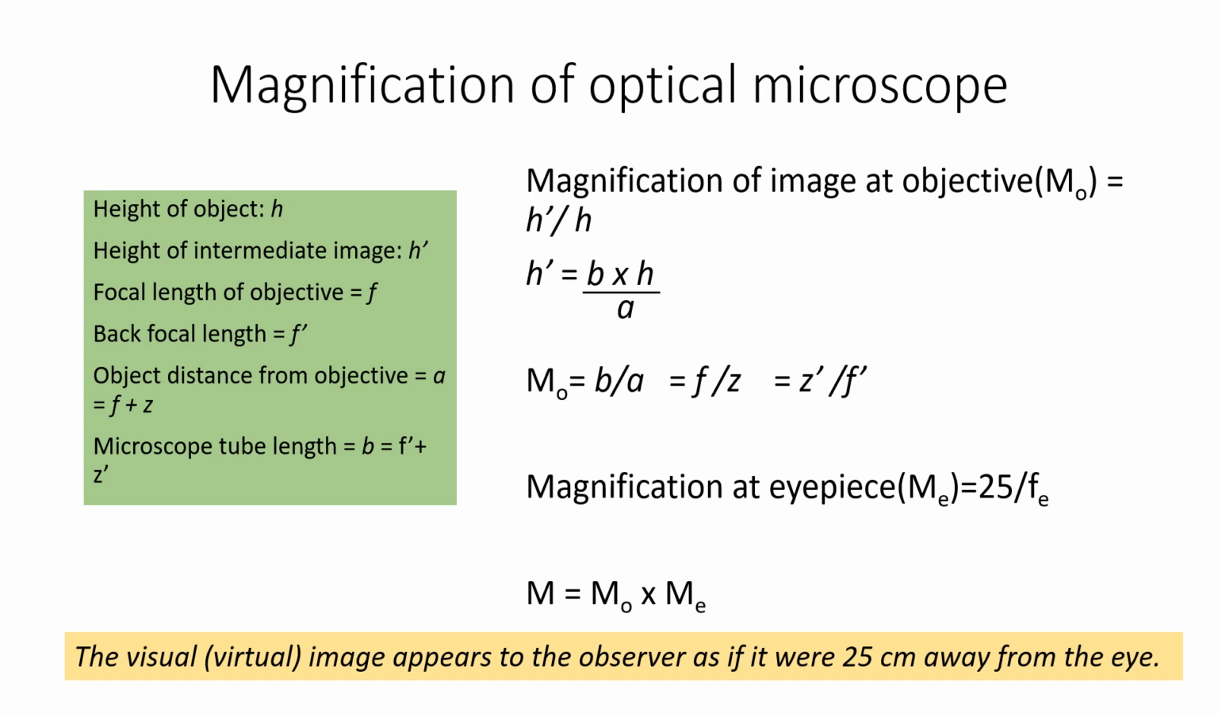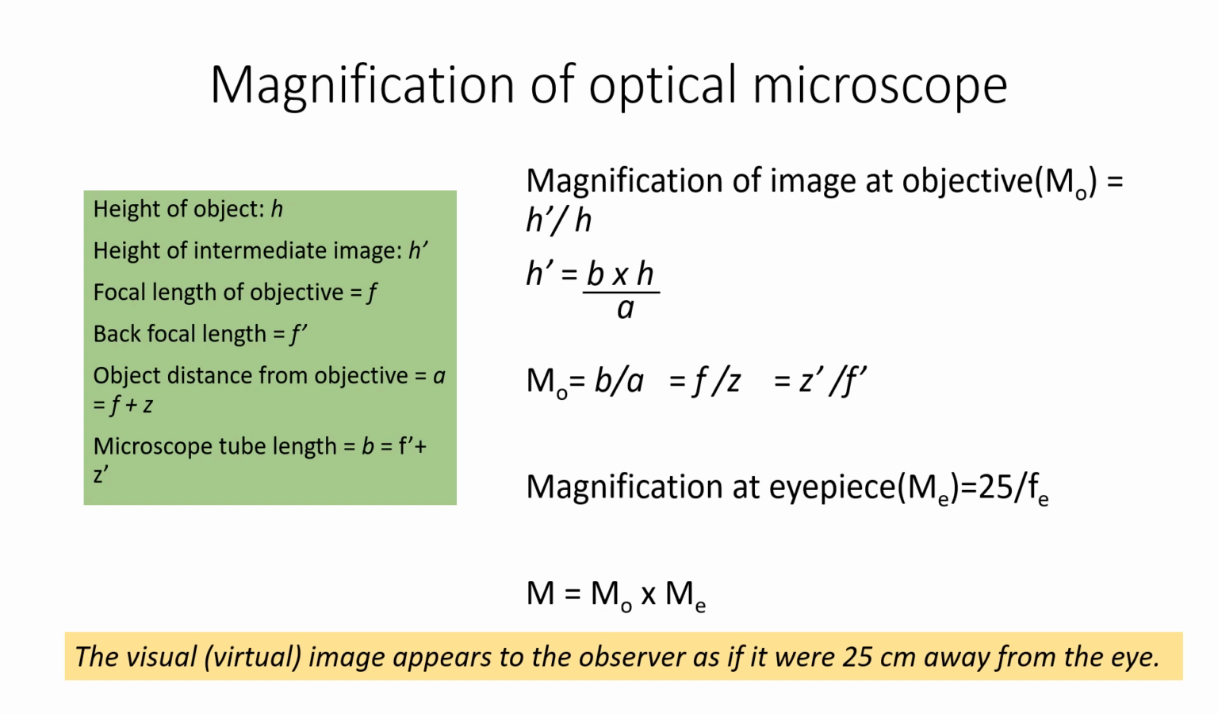Over here you can see that z or z prime appears in the formula of M_O. Z prime is the intermediate or the rear focal plane of the objective, so essentially it is a measure of the tube length. That is why infinity corrected microscopes are used, to get a better magnification from a finite tube length. And the magnification at the eyepiece, which is given by m subscript e, is given by 25 over f_e.